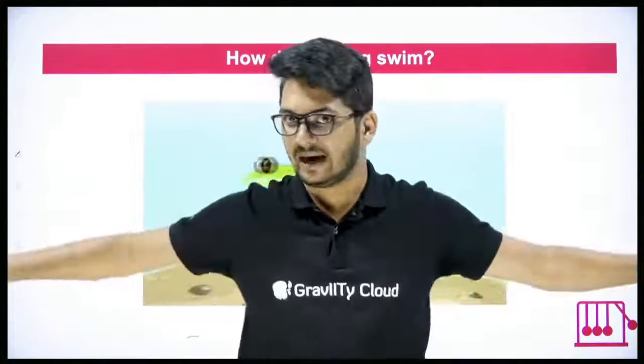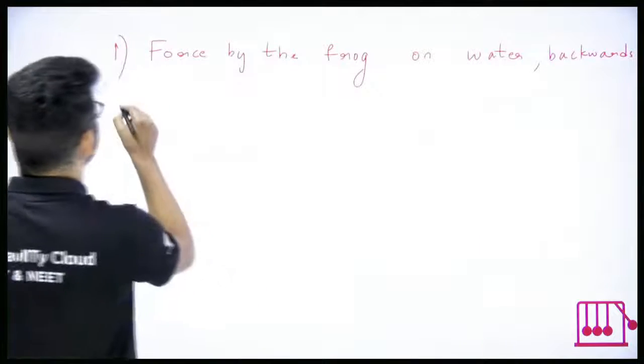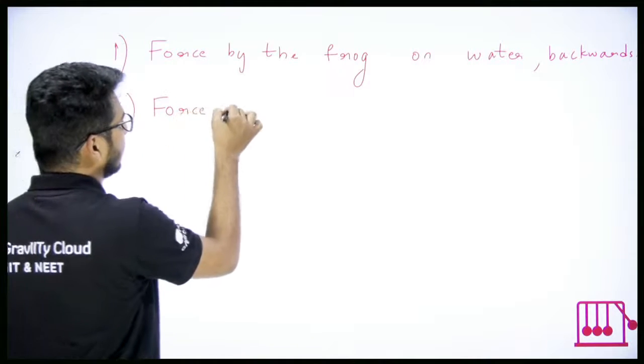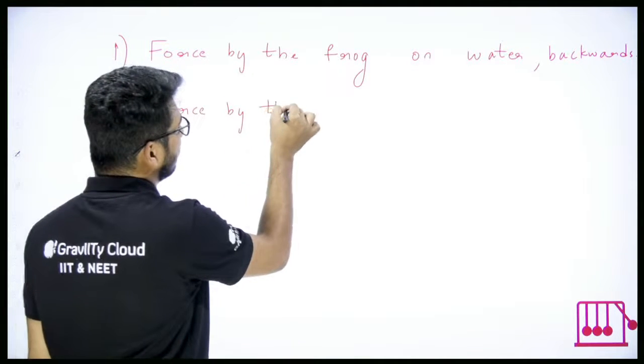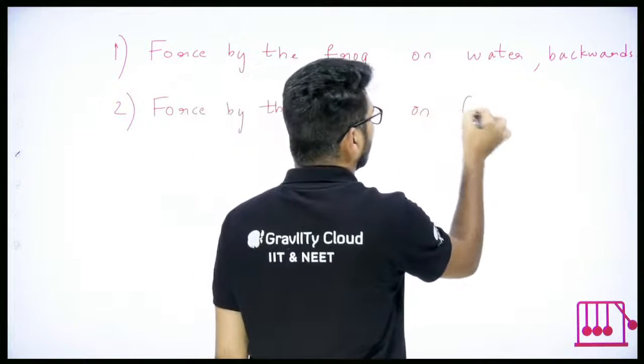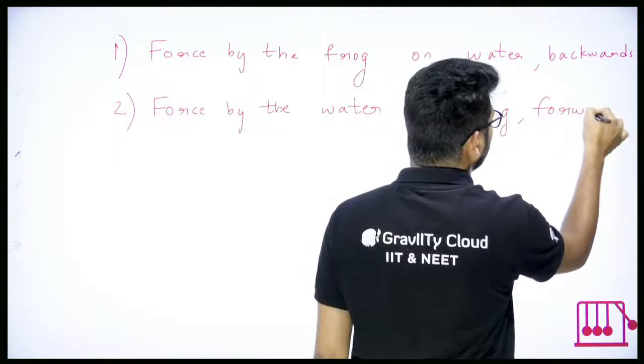Frog is pushing the water back, right? And the frog is going forward. So who is pushing the frog forward? Water. Yes? So the second force is force by the water. By whom? By the water. And on whom? On the frog. In which direction will it be? It will be forwards.